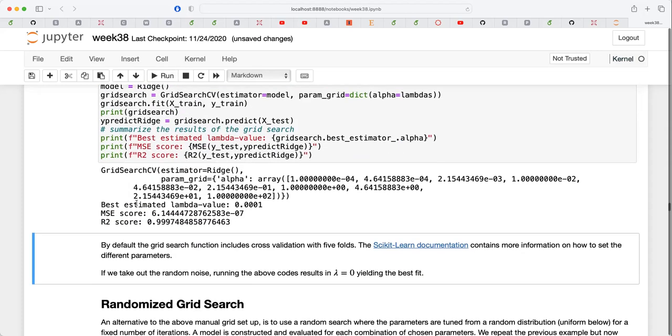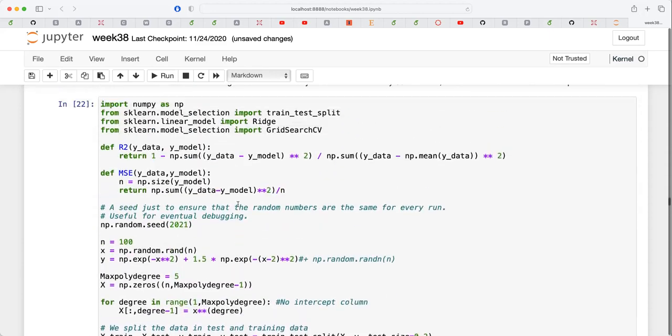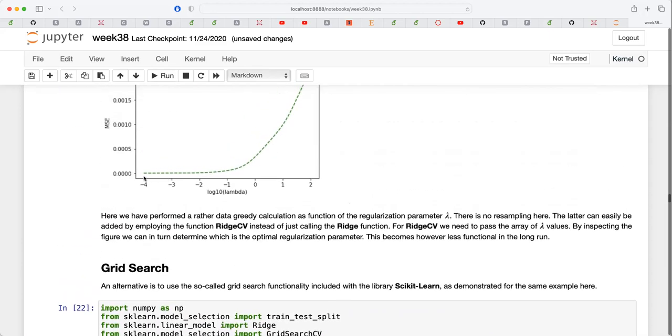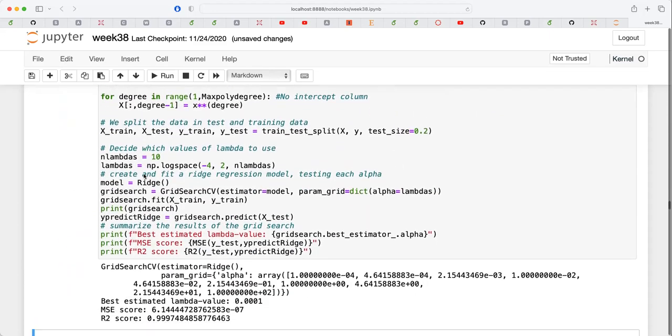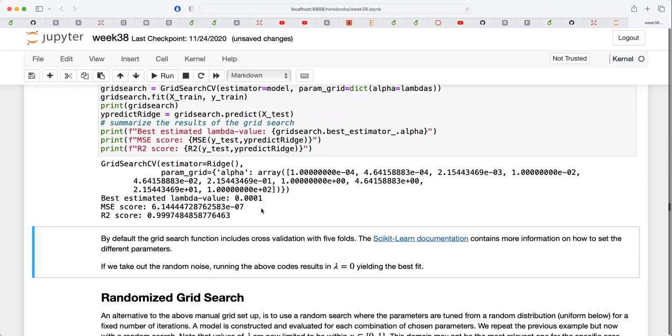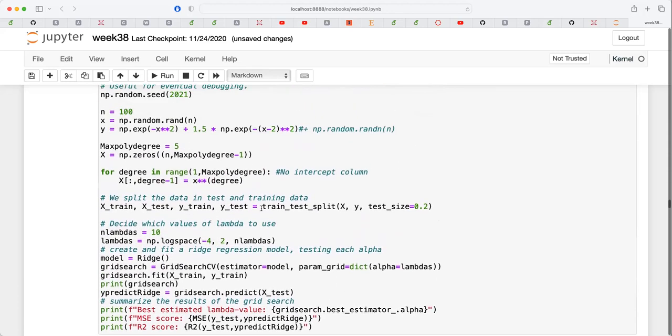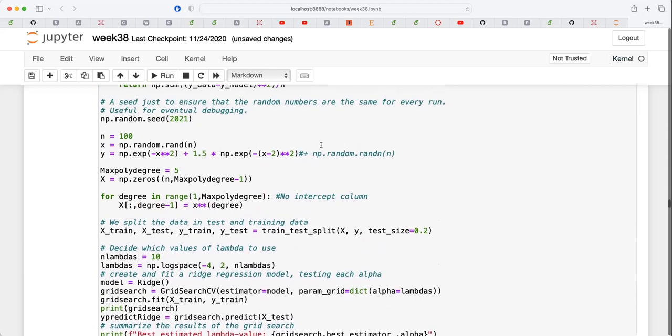And here you see now that since I started with a lambda which was 10 to the minus 4, and if you remember the figure which you had here, without any noise, then when I start at 10 to the minus 4, my mean squared error is basically 0. And you see that reflected here as well, and it finds that the best lambda value is 10 to the minus 4, and the best mean squared error. So this is doing what we expect when we have no noise. Then you can change the noise and make life a little bit more difficult.